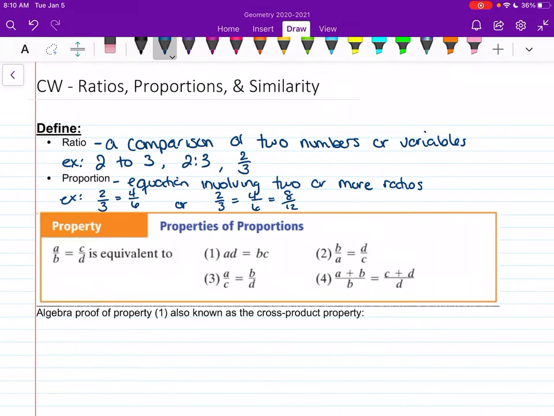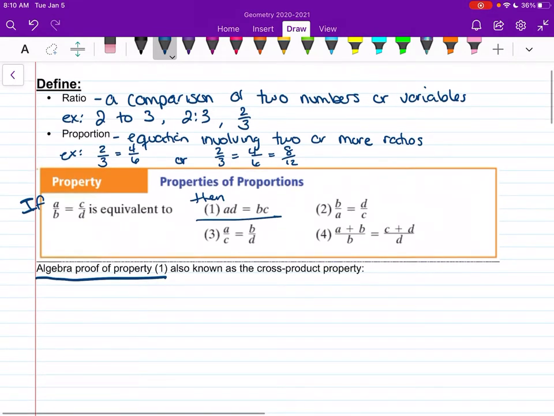So when I do an algebra proof, we're going to just do the first one together. So I start with the if. The if is always the beginning, and then the then is my goal. Okay, so our goal is to get to AD equals BC. So if I start with A over B equals C over D, and I want to look at where I'm going, I need A times D.